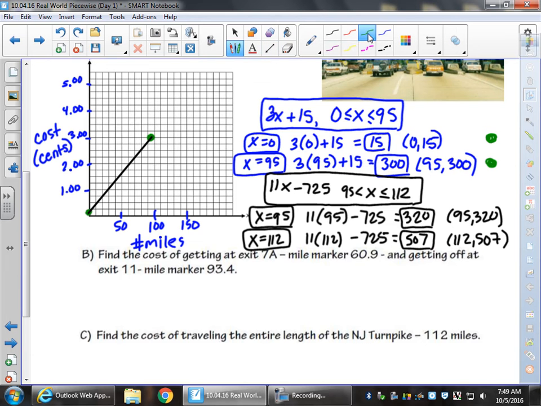95, 320. Open or closed circle? Open, because this is strictly less than. I do not have equality right there. So 95, 320. To the best of our ability, we sketch that open circle. It's trying to fit in the same box, right?